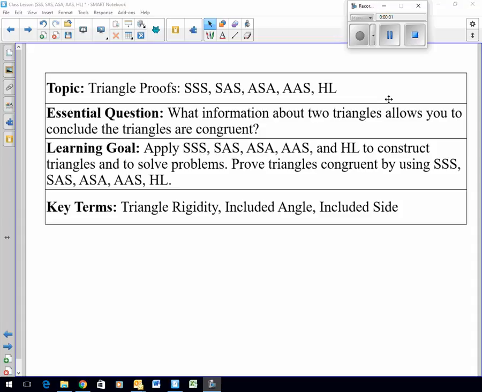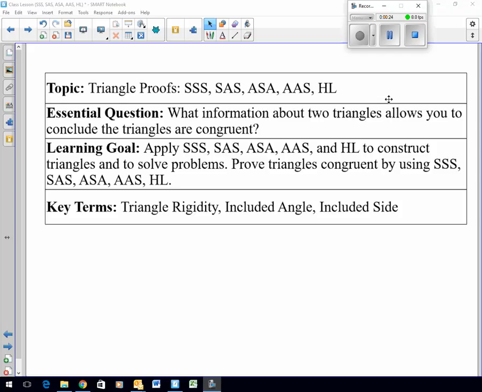For me, it's one of the most fun days of the year. For you, it's one of those days to look back on when you're old, and you'll say, man, that was a waste of my time. But anyway, this is triangle congruence, guys.